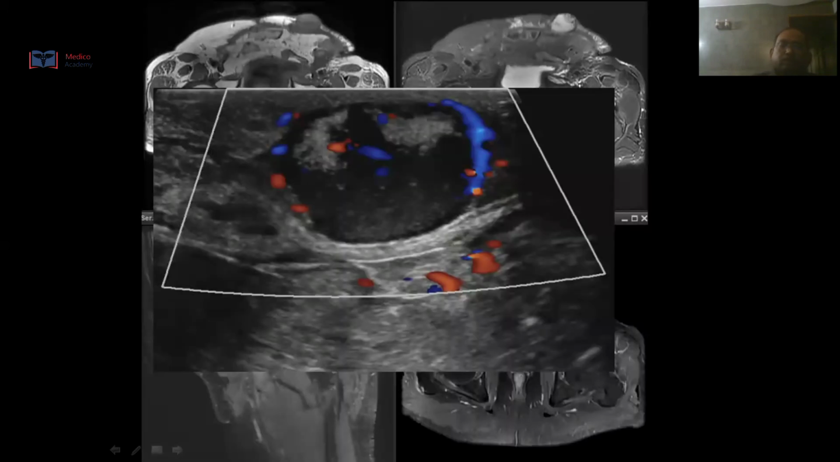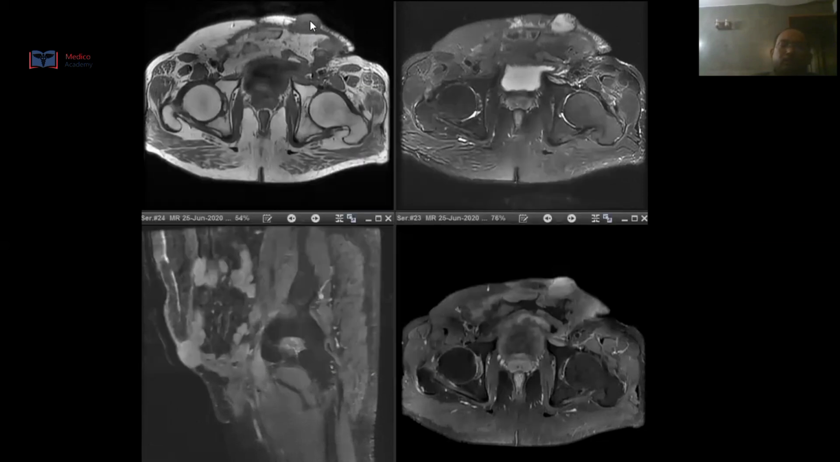This is a follow-up case of a soft tissue sarcoma where a nodule was felt in the inguinal region at the site of the surgery. Ultrasound was done, which showed a large hypoechoic lesion with peripheral as well as internal vascularity. MRI was done, which demonstrated the lesion with significant enhancement, and this turned out to be a recurrence.